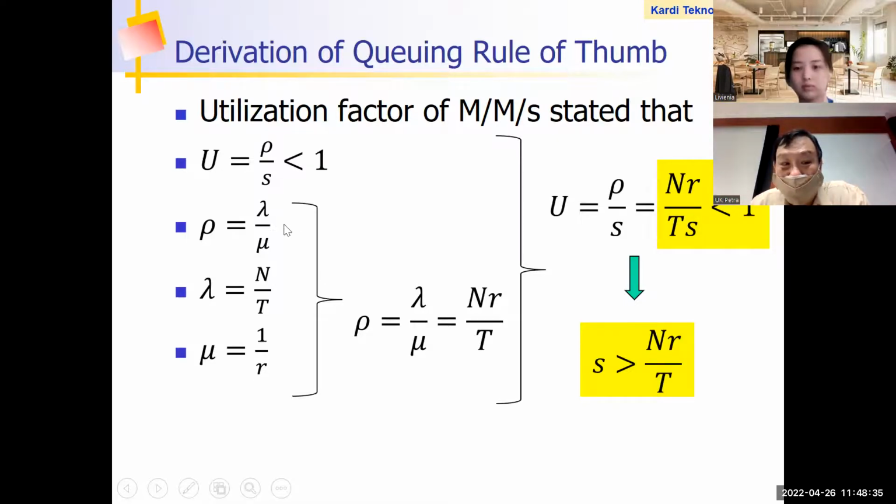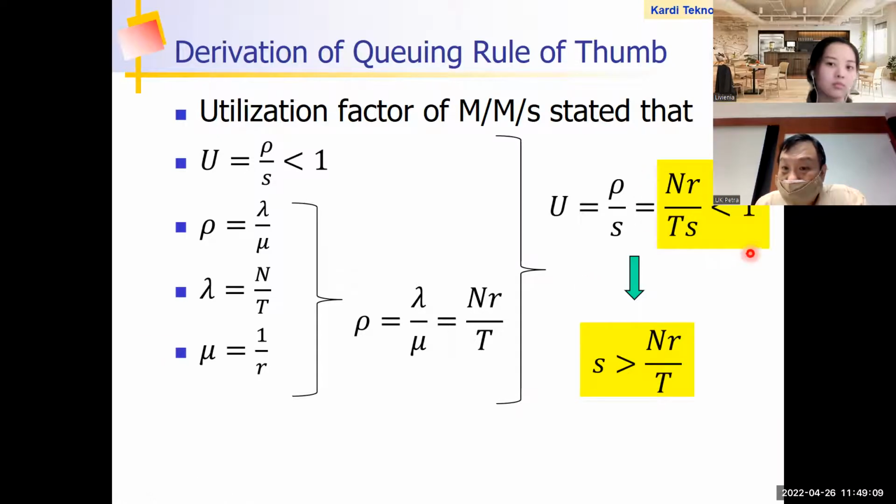Okay? So if I put all this together, I can say, look, rho is lambda over mu. Lambda is N over T. Yeah? Mu is 1 over R. So I can put this as N R over T, right? But rho over S must be less than 1. So I put this. So this is the actual formula. This is the one in yellow.